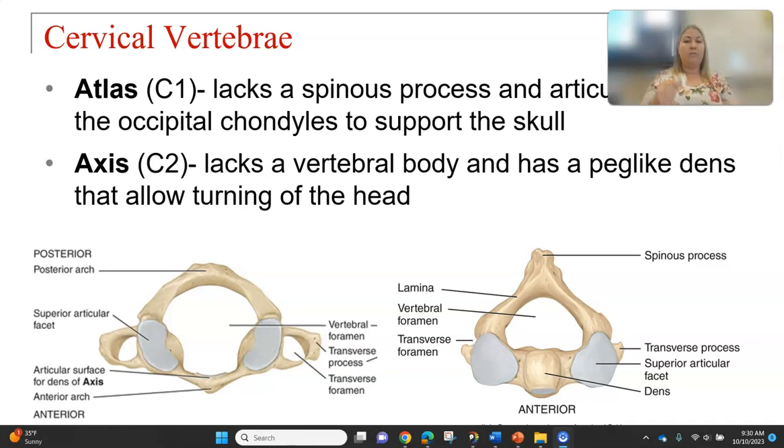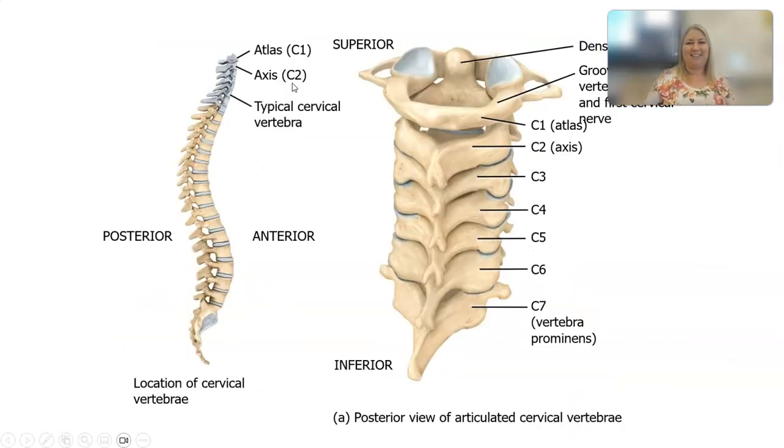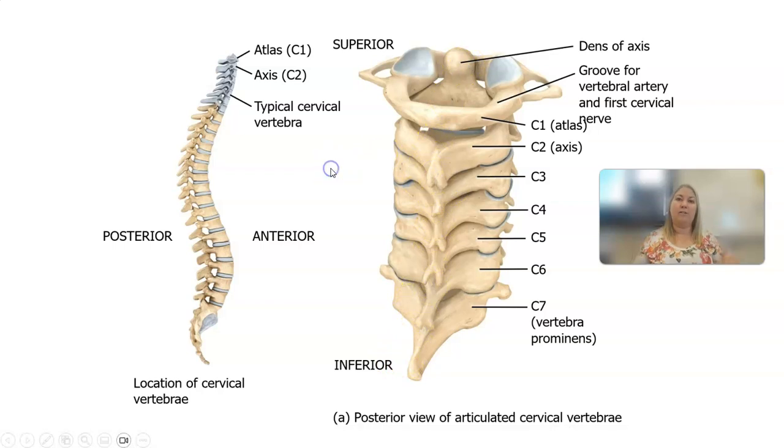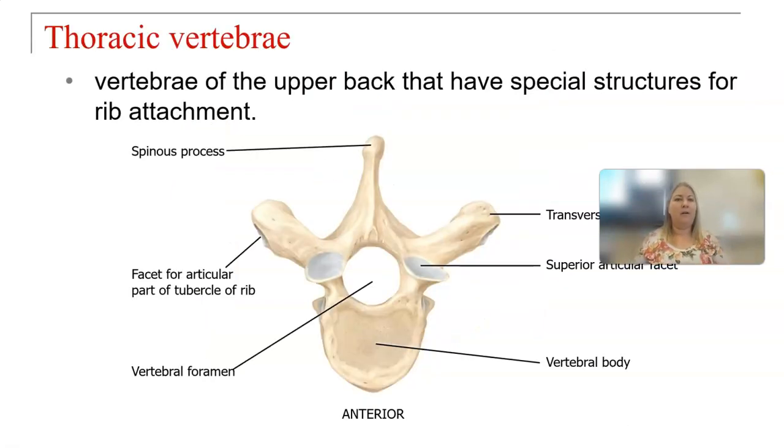Other than that, the rest of the cervical vertebrae are much more typical looking. So here you can see the articulation of Atlas and axis, and then the rest of the vertebrae. So this is a posterior view. The spinous process is always pointing backwards.